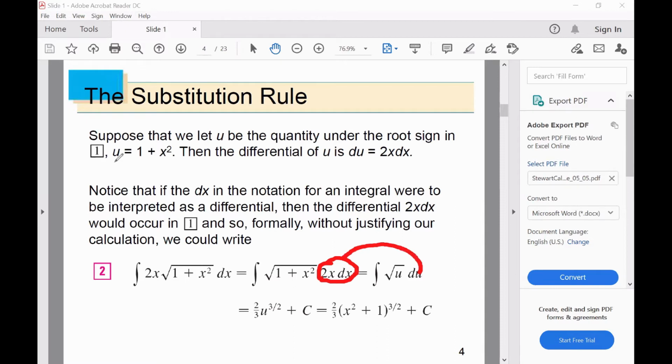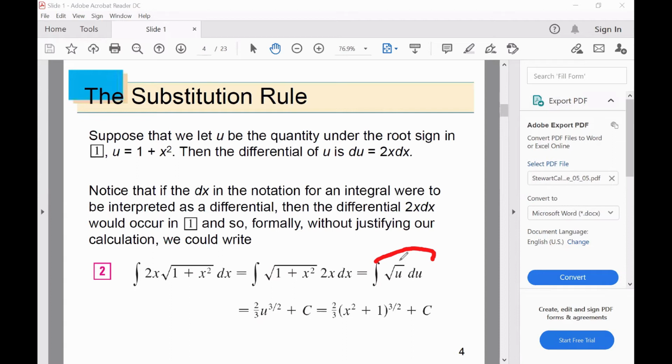How do we find it? Pay attention, guys. When we assume u equals 1 plus x squared, du is not equal to dx. Du is equal to the derivative of u over x. Here we differentiate 1 plus x squared with respect to x and find 2x. Then we have 2x dx. This is du. And obviously here we have root u, because when we put u instead of 1 plus x squared, it becomes root u du. Is it clear, guys? The variable is u now.